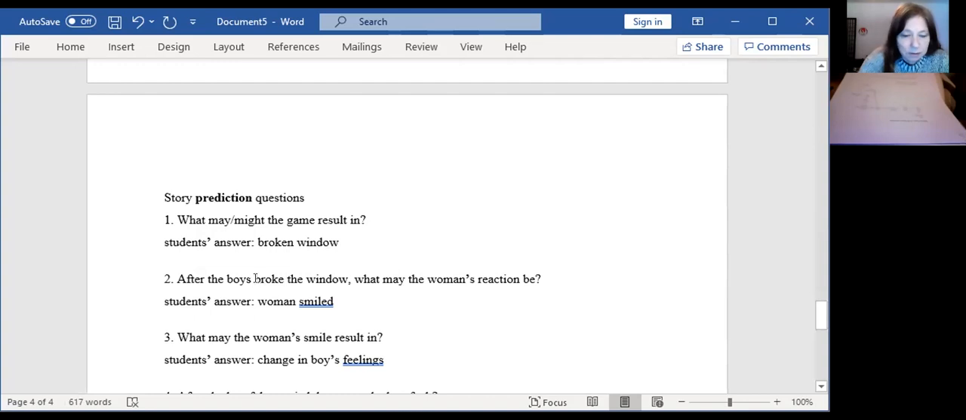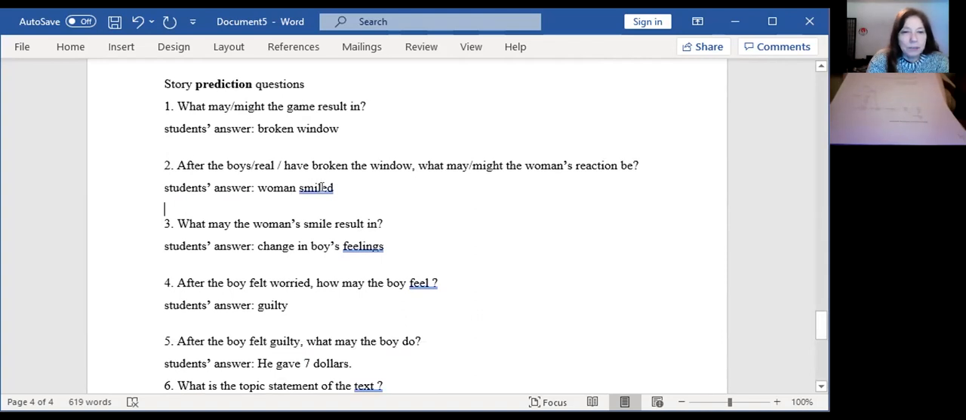Okay, have broken. That's okay. Present perfect. Or break the window. After the boys break. Or have broken the window. Right? What may, I think might is generally, it sounds more natural here. What might the woman's reaction be? In the English that surrounds me, may isn't used all that much. Okay, there's nothing wrong with it, but what may the woman's reaction be? What might the woman's reaction be? The woman not smiled.